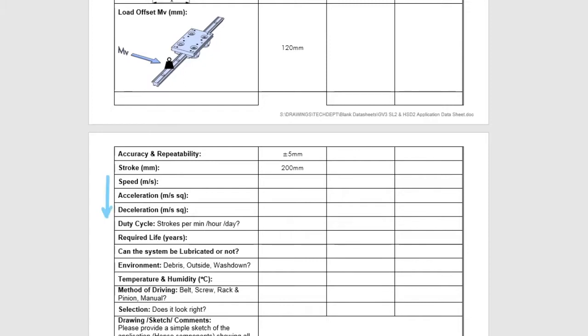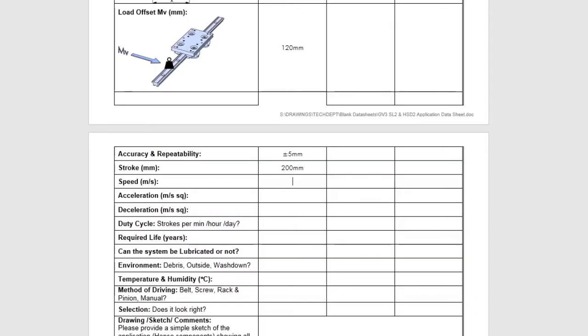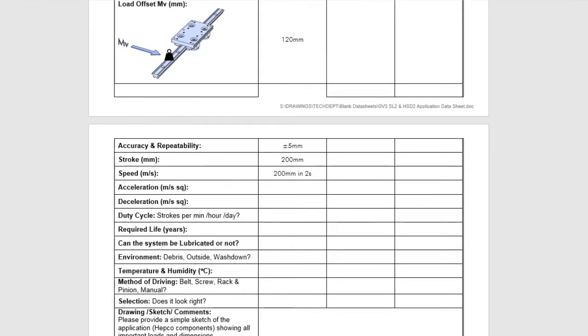If you know the customer's speed, acceleration and deceleration rate, you can enter these into these rows. If the customer does not know the linear speed, acceleration or deceleration, it is simplest to state how long it should take the carriage to travel through the stroke. In this case, the customer has not defined the speed, acceleration or deceleration, but they have stated that they wish the carriage to travel through 200 mm in 2 seconds. As we do not currently know the acceleration and deceleration rates, we will leave these sections blank.